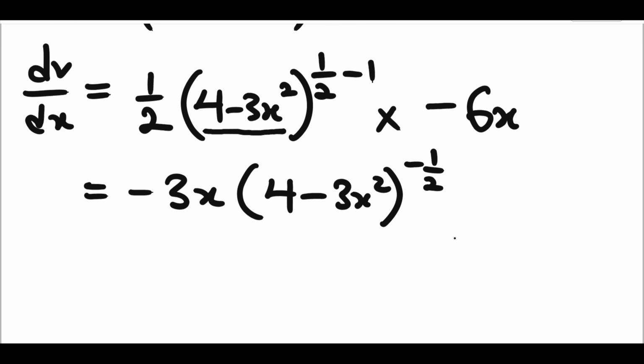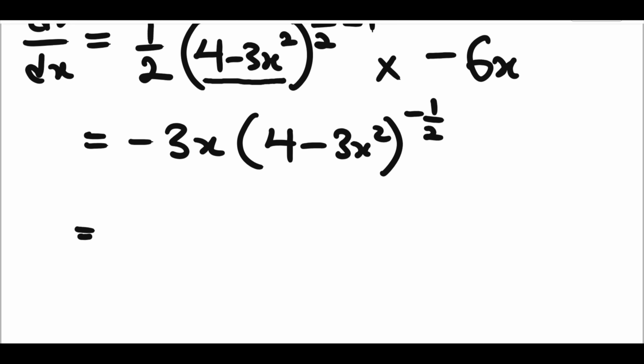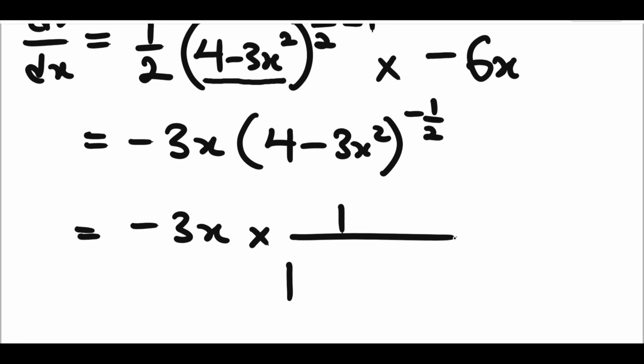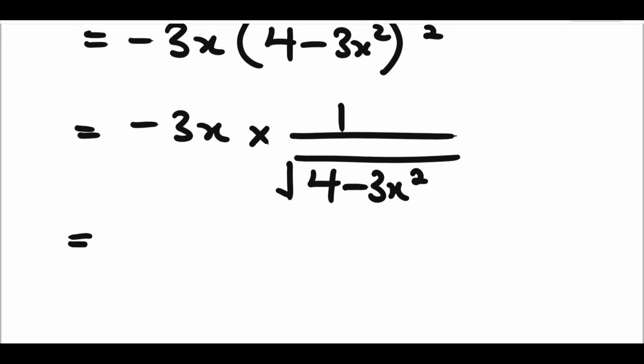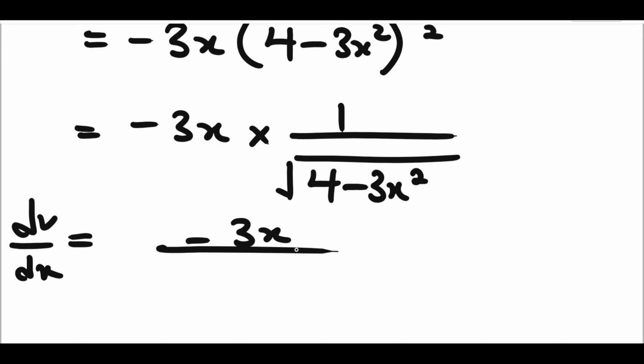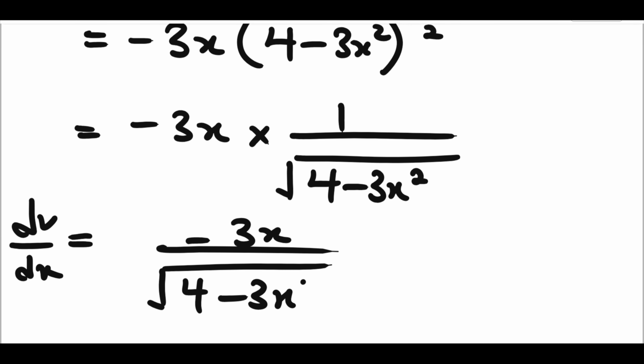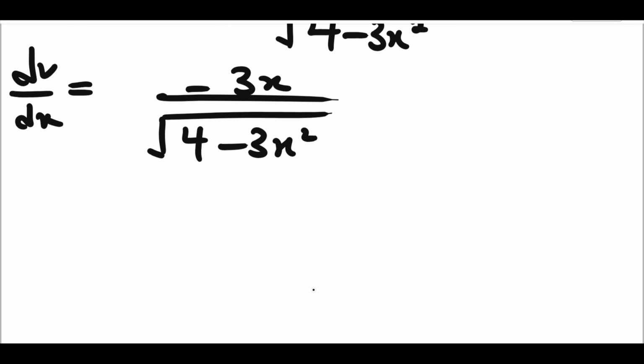So we are going to get negative half. We can rewrite this as negative 3x multiplying 1 over the square root of 4 minus 3x squared. So at the end, we get dv/dx to be negative 3x divided by the square root of 4 minus 3x squared. So we can now plug in the various components.